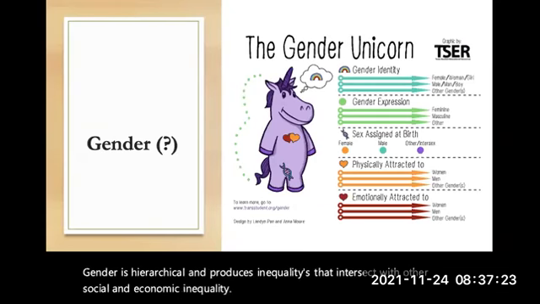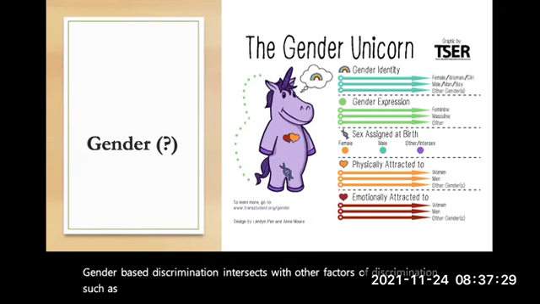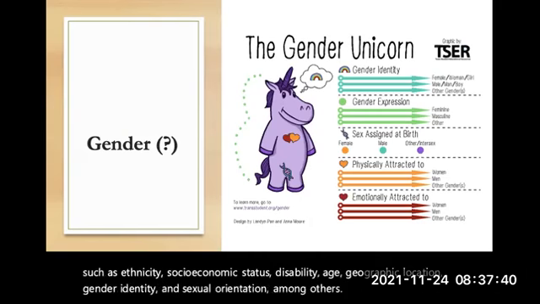Gender-based discrimination intersects with other factors of discrimination, such as ethnicity, socioeconomic status, disability, age, geographic location, gender identity, and sexual orientation, among others. This is referred to as intersectionality.